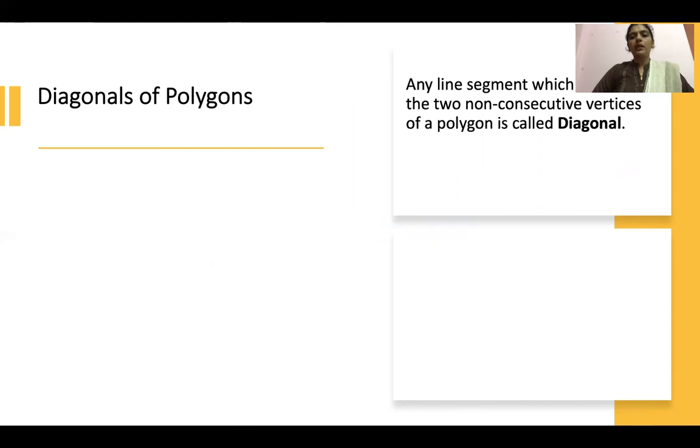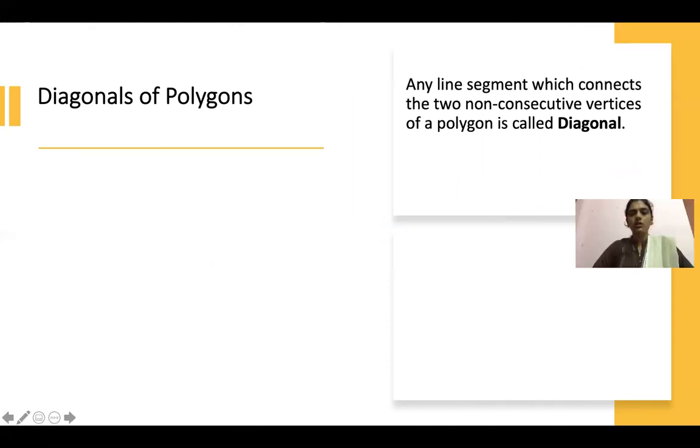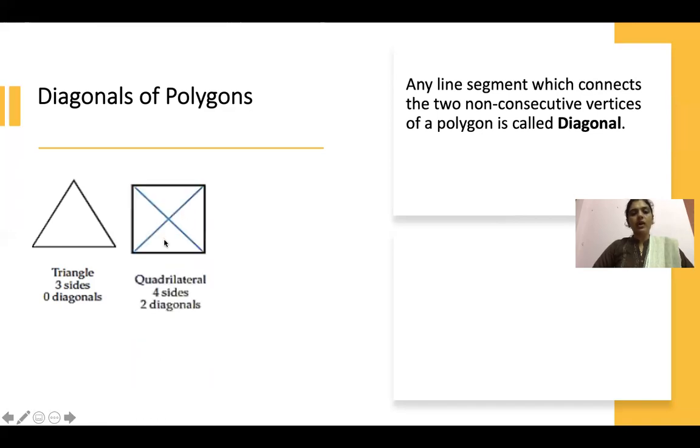Diagonals of polygon. Any line segment which connects two non-consecutive vertices of a polygon is called diagonal. So in triangle we have 3 sides. As in triangle we do not have any non-consecutive vertex, its number of diagonals is equal to 0. In quadrilateral we have 4 sides and number of diagonals is equal to 2.